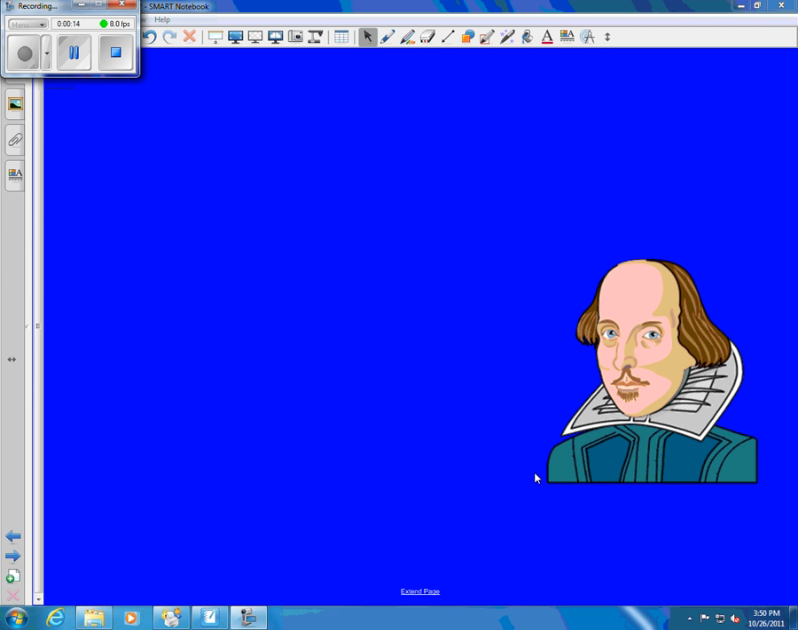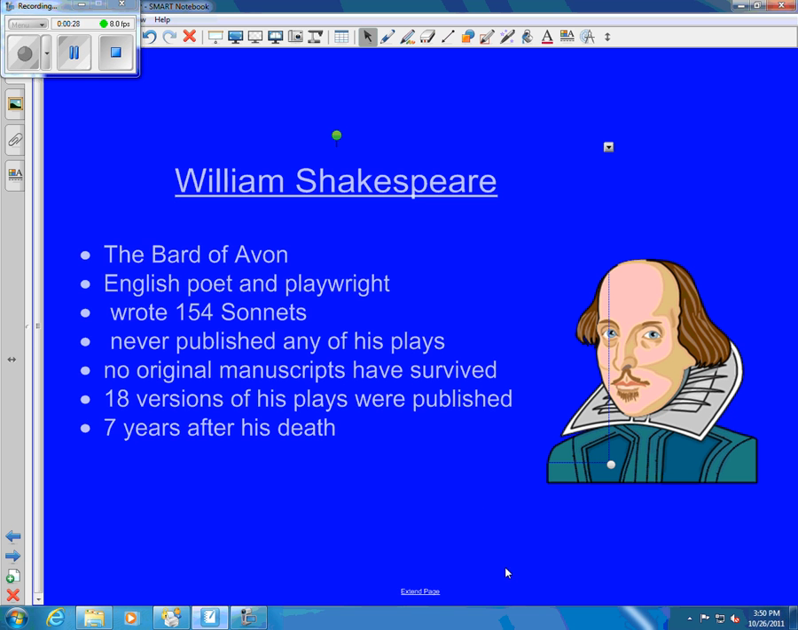William Shakespeare is considered by many to be the greatest writer in the English language. He was an English poet and playwright, often known as the Bard of Avon. He wrote 38 plays, 154 sonnets, and several long poems.